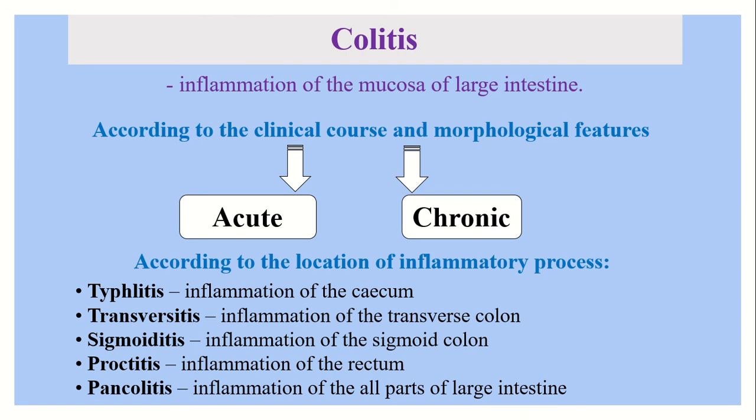Colitis is the inflammation of the mucosa of the large intestines. There are two types, acute and chronic, according to clinical course and morphological features. According to the location of the inflammatory process, there are typhlitis, inflammation of the cecum; transversitis, inflammation of the transverse colon; sigmoiditis, inflammation of the sigmoid colon; proctitis, inflammation of the rectum; and pancolitis, inflammation of all parts of the large intestines.